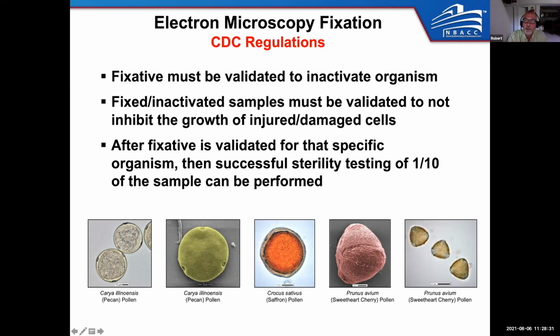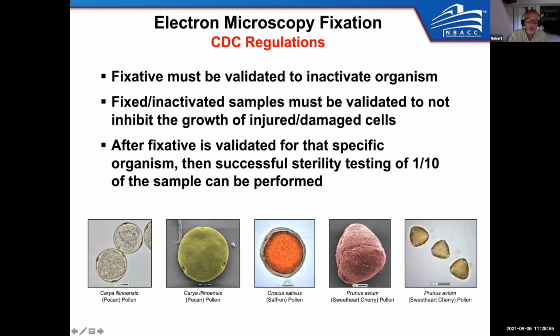Once we've done this and we prove that the samples are sterile and that the sterile material we produce does not inhibit the growth of that organism, then in the future we can inactivate things and sterility test, say, 1/10 of that sample, and then the remaining 9/10 can be removed from containment for us to begin our processing and analysis.